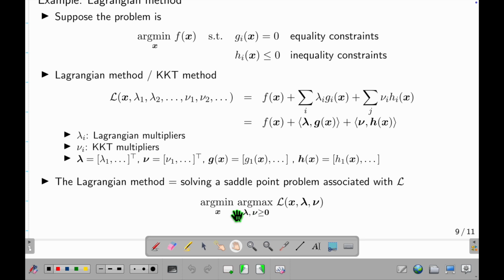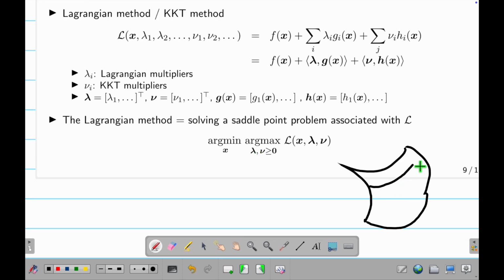And now this problem is funny. This is not a min problem. This is a min-max problem. This is a saddle point problem. So in this direction, in red, it is down, but in this direction it is up. So it is convex here, let's say this is on x, and concave here, let's say this is on lambda.